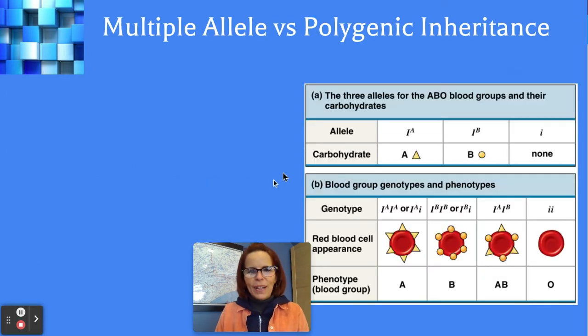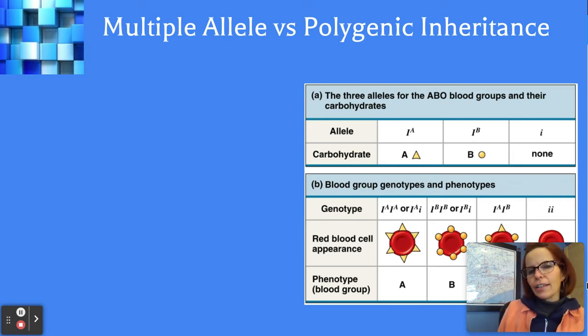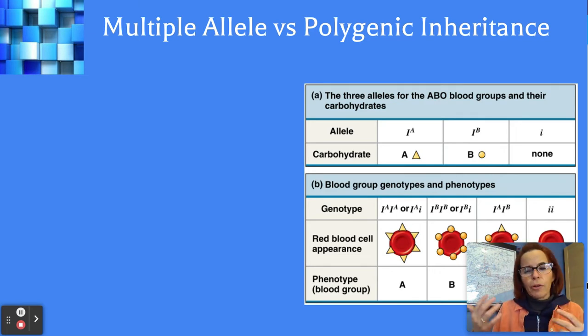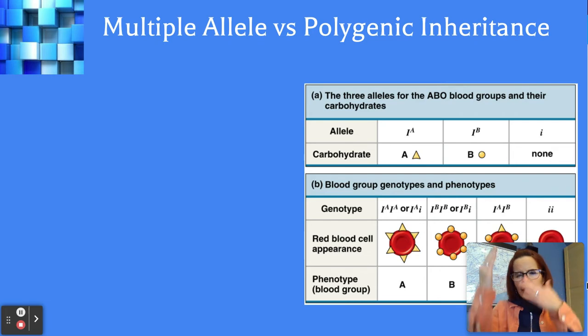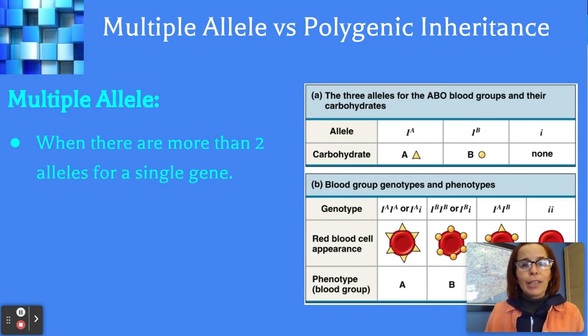All right, the next two that I always teach together are multiple alleles and polygenic inheritance, because multiple means more than one, and poly means more than one. They're concepts that get kind of turned around in students' heads. So let's start with multiple alleles. Blood types are, again, a classic example of multiple alleles. Multiple alleles means that there are more than two choices for a single gene.